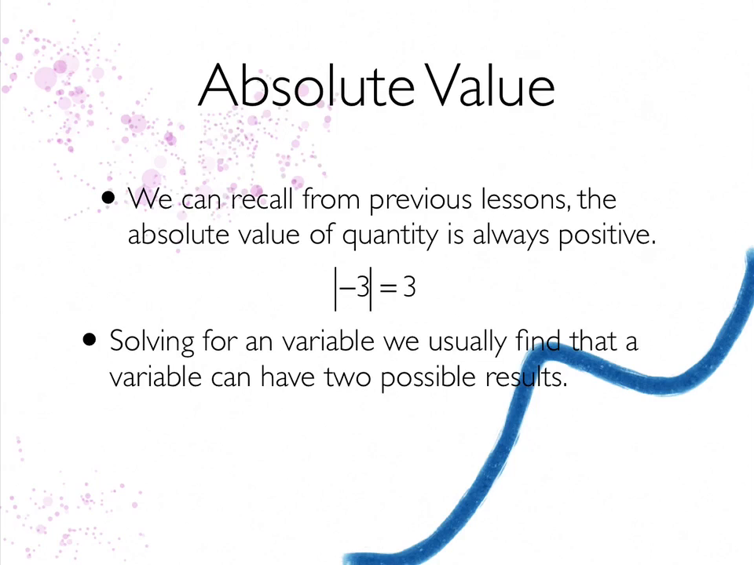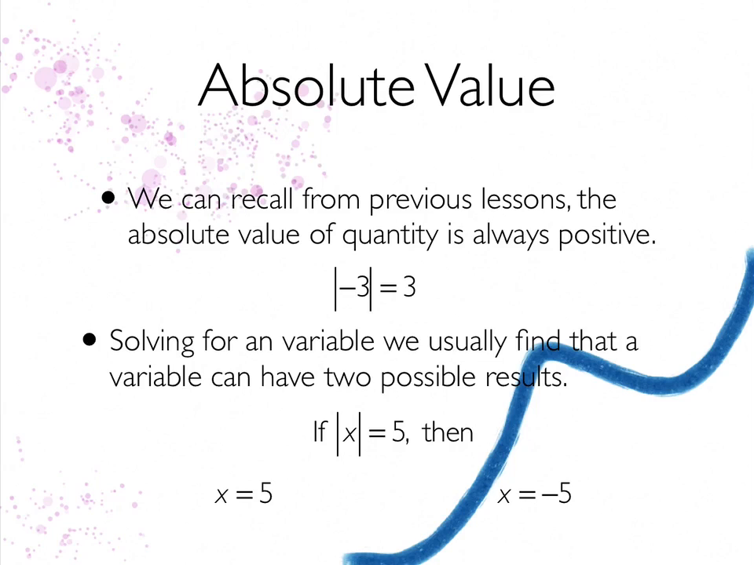Now, solving for the variable, we usually find that the variable can have two possible results, and you'll see what I mean here. If the absolute value of x is 5, then what could x be to give us the absolute value of 5? Well, if x equals 5, the absolute value of positive 5 is 5. And then what if x is negative 5? Well, the absolute value of negative 5 is also 5.